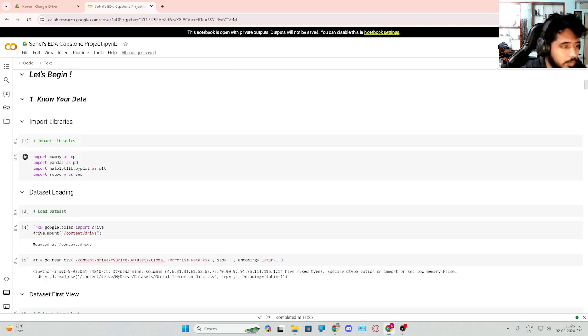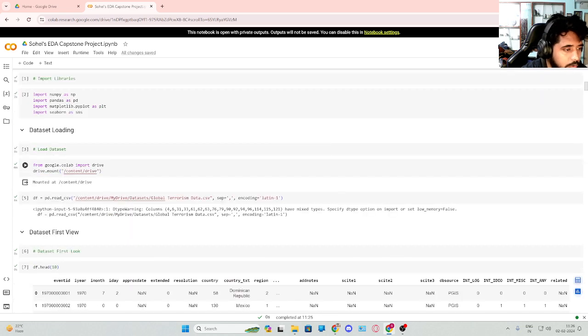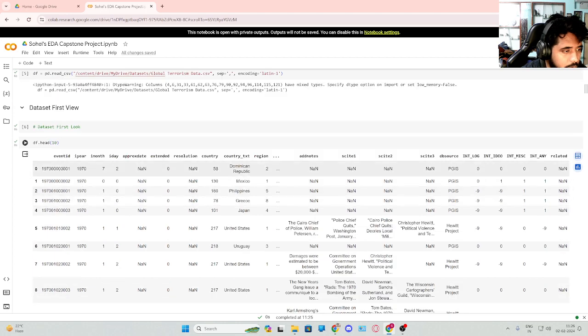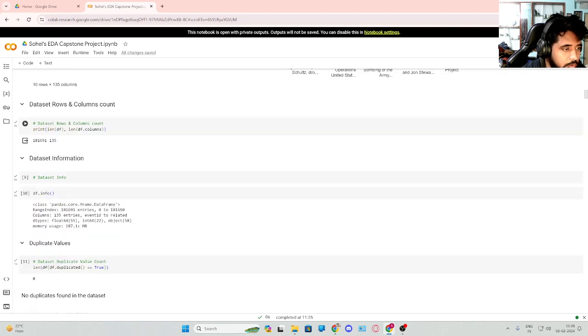First we start with importing libraries like NumPy, Pandas, Matplotlib and Seaborn. Then we mount the Google Drive and read the CSV from the path where it is uploaded. Then we do df.head to get the first 10 rows of the data frame. Then we are printing the length and number of columns of the data frame. We can also do df.shape for this.